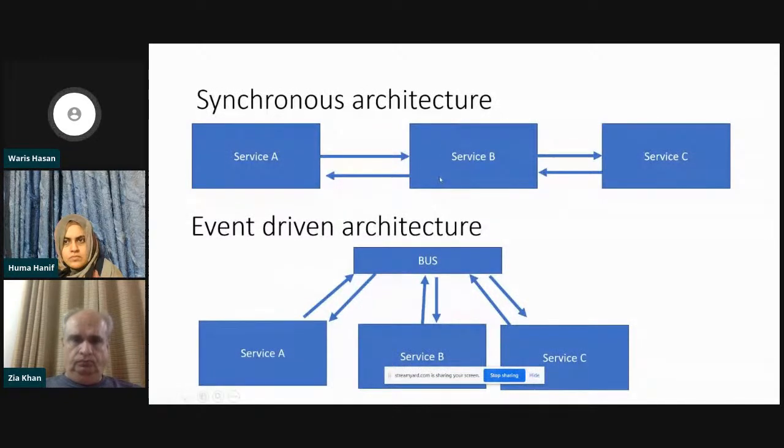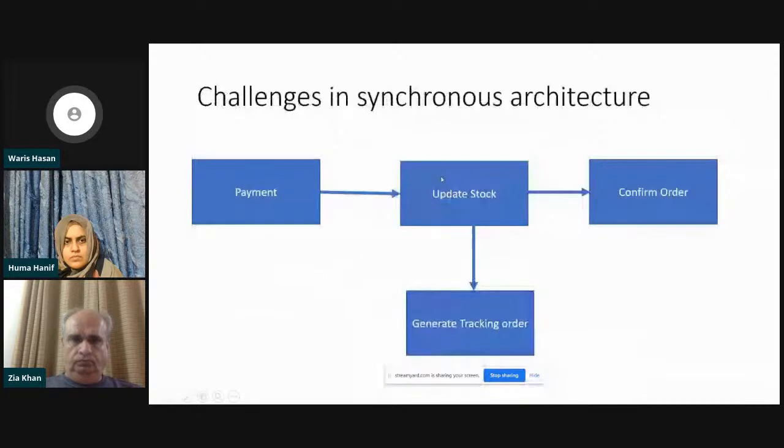Now this is the second slide. Over here, I'm discussing some more challenges that we have in a synchronous architecture. So let's just say that this is a part of my application where a customer purchases something. Then a payment service runs. Then the payment service sends a request to update the stock. The stock gets updated. And then it generates a tracking order. It confirms the order. It runs two services in parallel. Now, let's say something goes wrong over here. My order did not get confirmed.